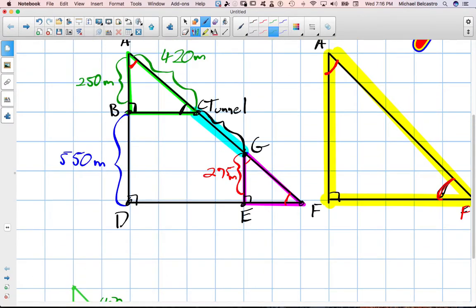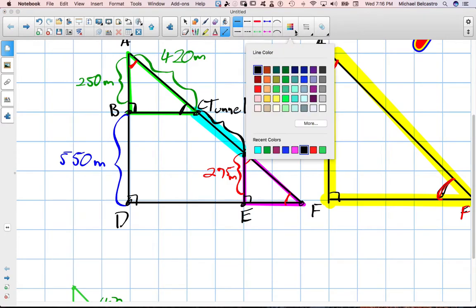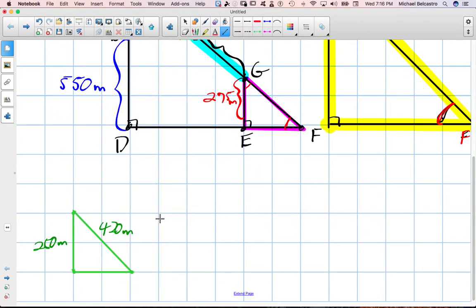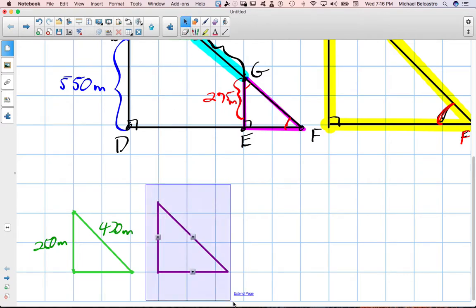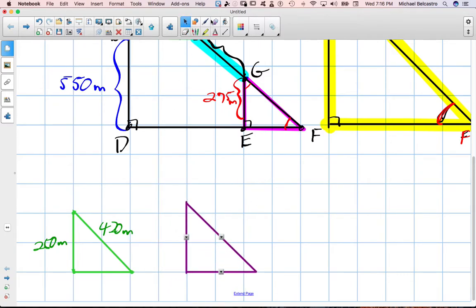And then our magenta triangle. Does that look magenta? Maybe. It is 275, so a little bit taller. Not quite to scale again. So this is 275 meters. I should move this over to make it simpler to work with. So we have that height.